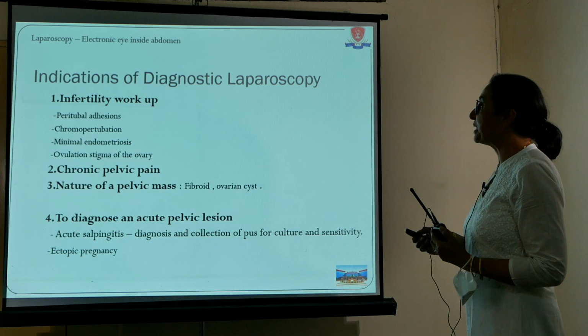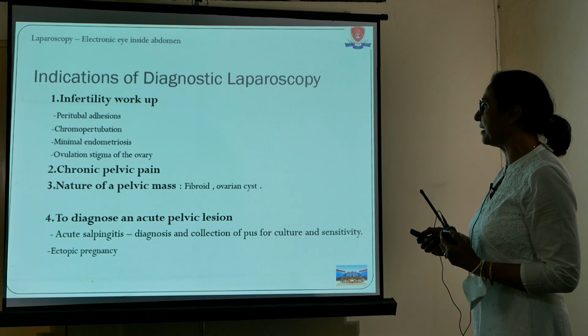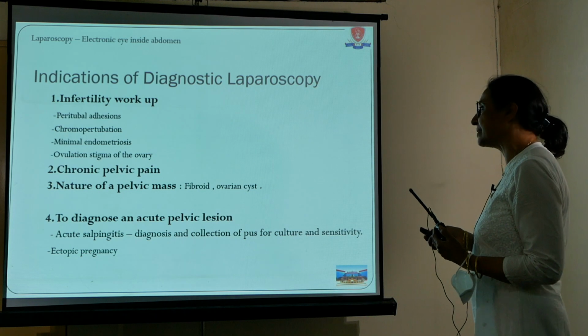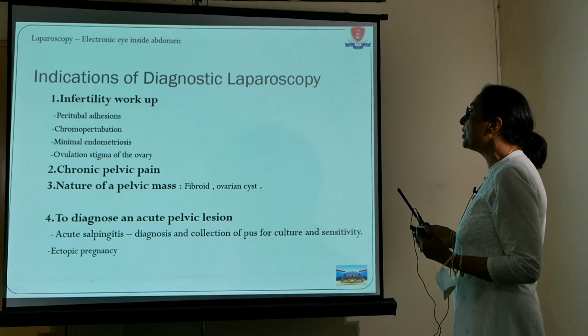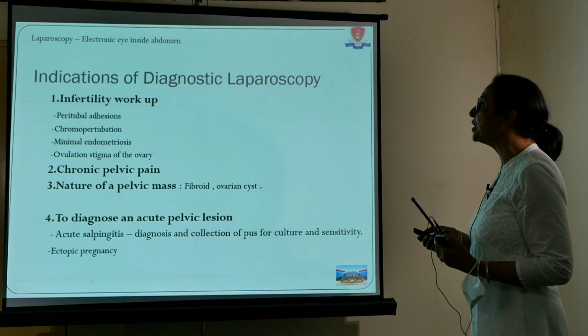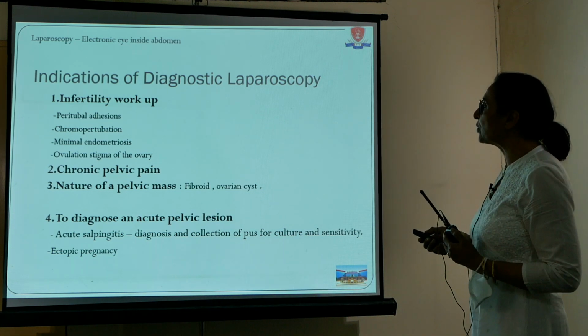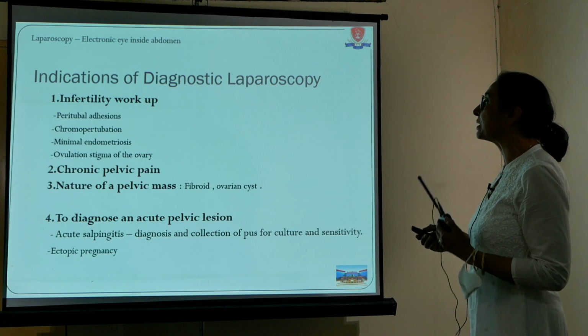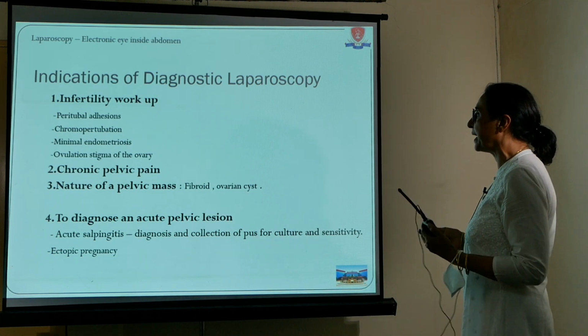Number two, if a patient has chronic pelvic pain which is not responding to any conservative management, and we are not able to come to a conclusion about the basic pathology, we do diagnostic laparoscopy to find out the etiology of the chronic pelvic pain.